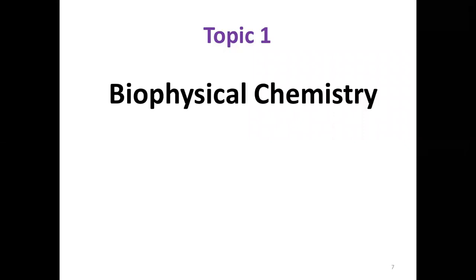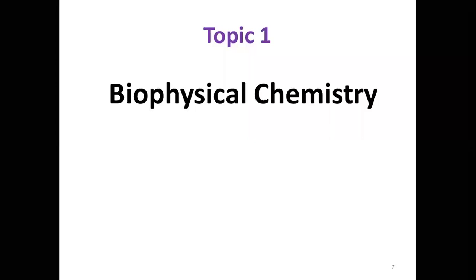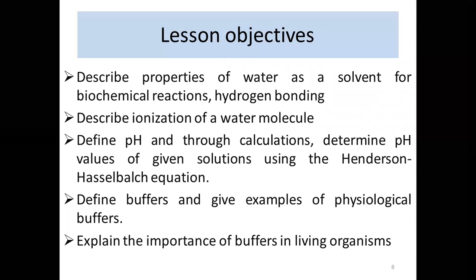Let's go to topic number 1, having introduced what biochemistry is. So our topic number 1 is biophysical chemistry. At the end of this lecture, hopefully you should be able to describe the properties of water as a solvent for biochemical reactions. Secondly, describe the ionization of a water molecule. Thirdly, define pH, and through calculations, determine the pH values of given solutions using the Henderson-Hasselbalch equation.